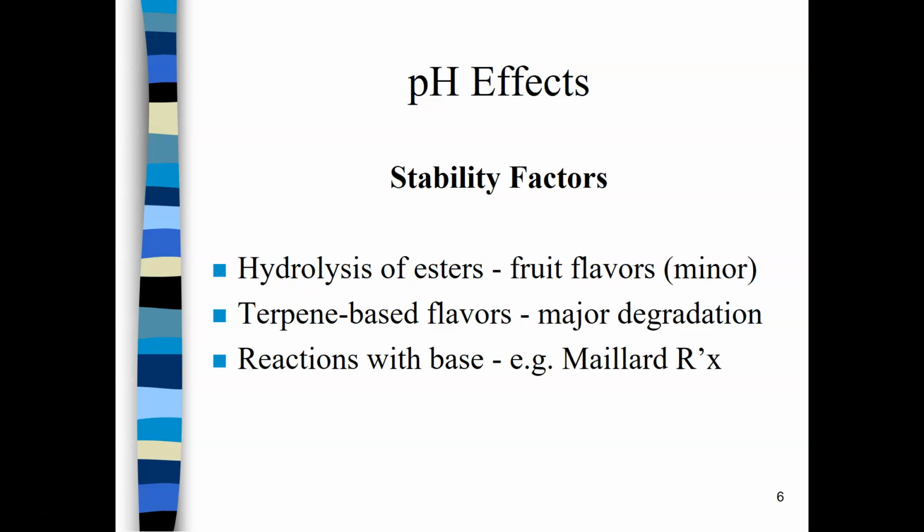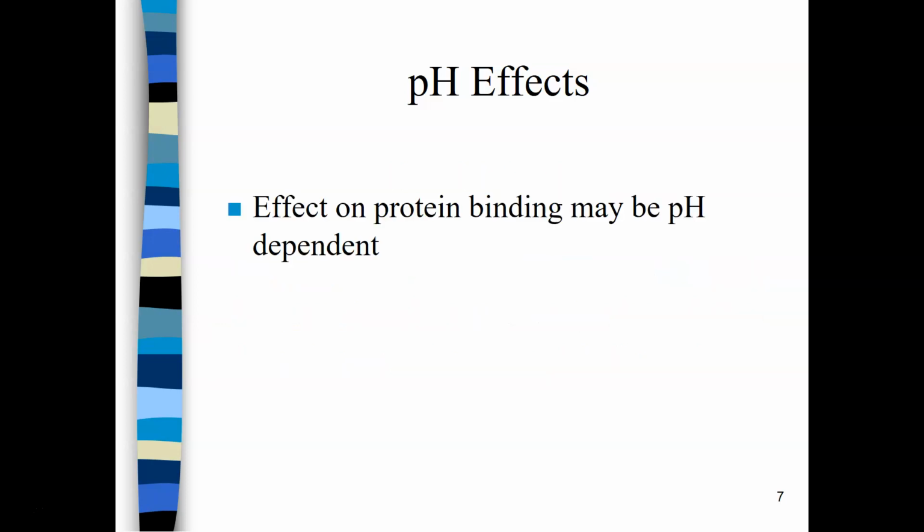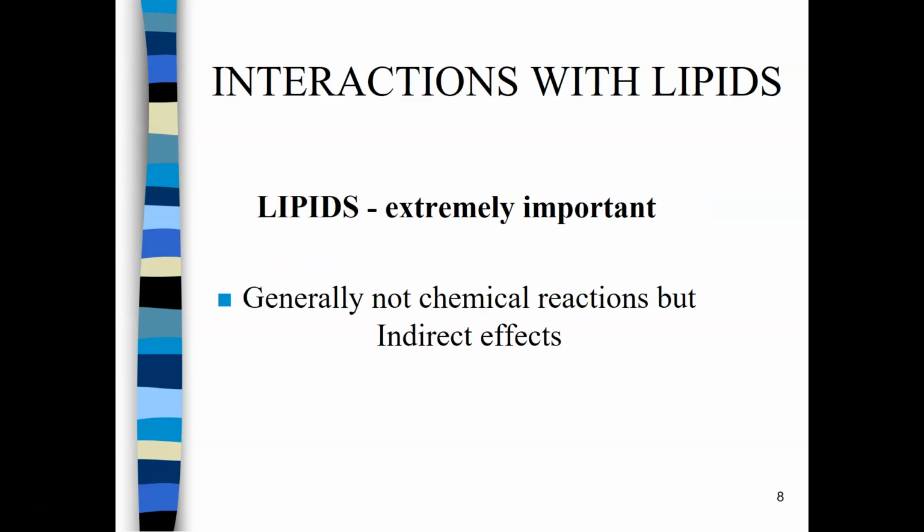And of course, pH does influence reactions. The Maillard reaction, for example, between flavor compounds and proteins. There's another effect, and that is pH effects on protein binding. And that can also be pH dependent. Protein binding of flavors. So we've got really many different ways that something as simple as pH has an effect.